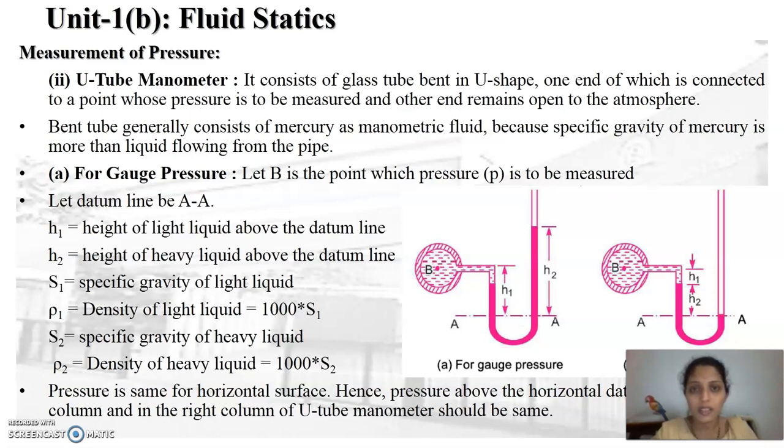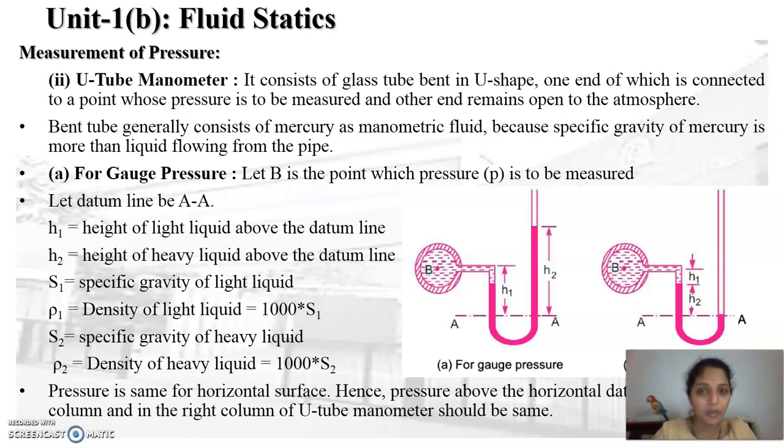So let us consider the first case, which is for the gauge pressure. Now consider this first diagram. In this first diagram, B is the point whose pressure is to be measured. Now let us consider the datum line AA. Above that datum line, because below this line the same liquid is there, and therefore the equilibrium condition can be achieved, we are considering the upper portion of this datum line. Let H1 be the height of the light liquid above the datum line, and H2 the height of the heavy liquid above the datum line.